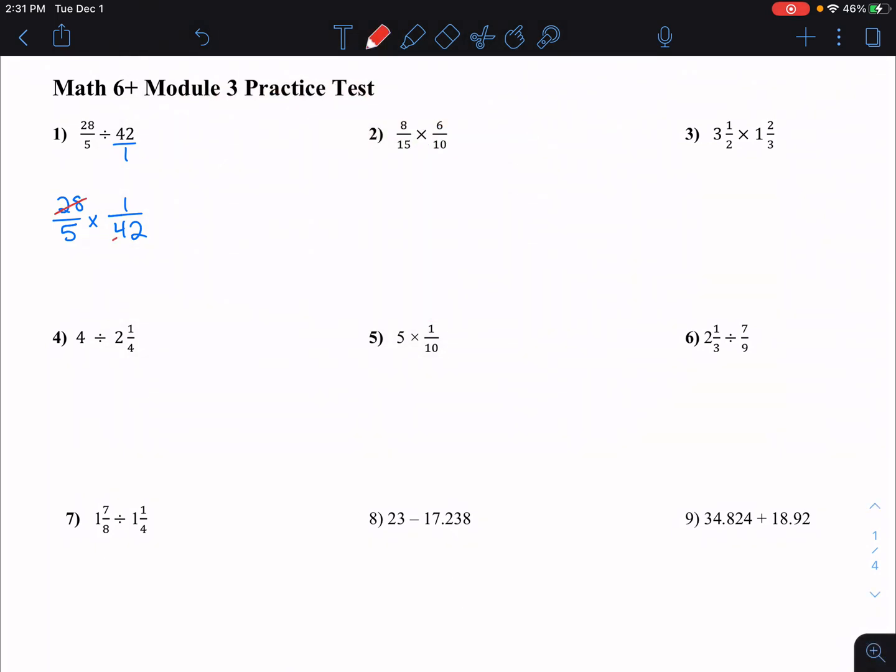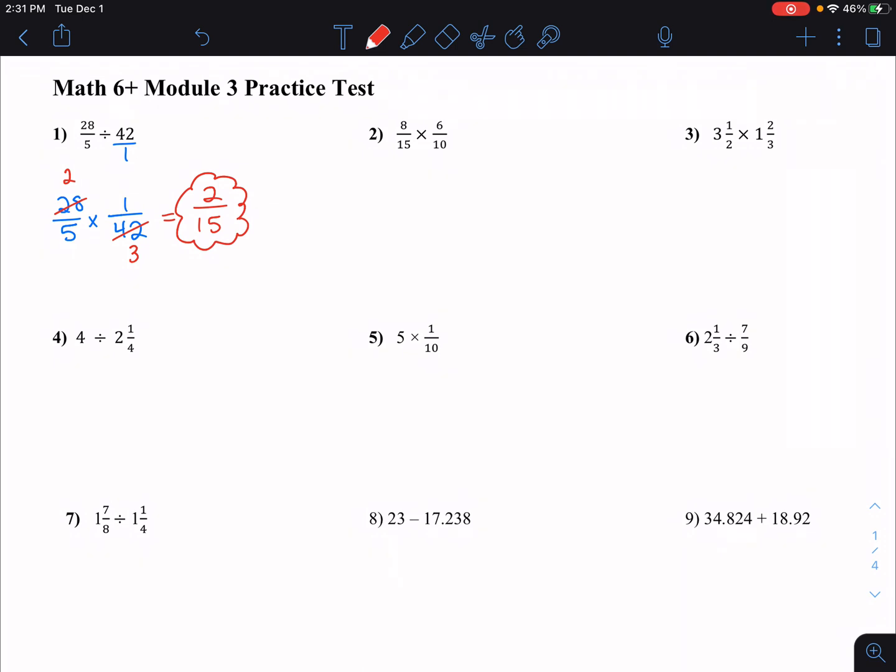So I know that 28 and 42 have a 14 in common. They have a 14 in common. So it's going to be 2 and 3. They have nothing else in common, so I can go straight across the top, straight across the bottom. So this is going to be 2 over 15.